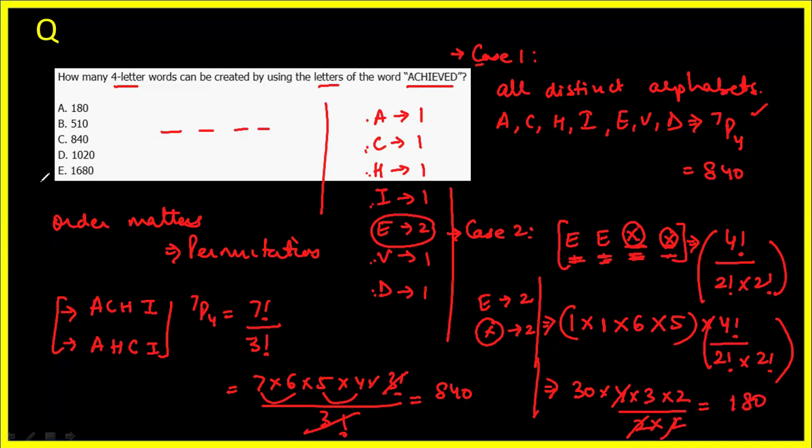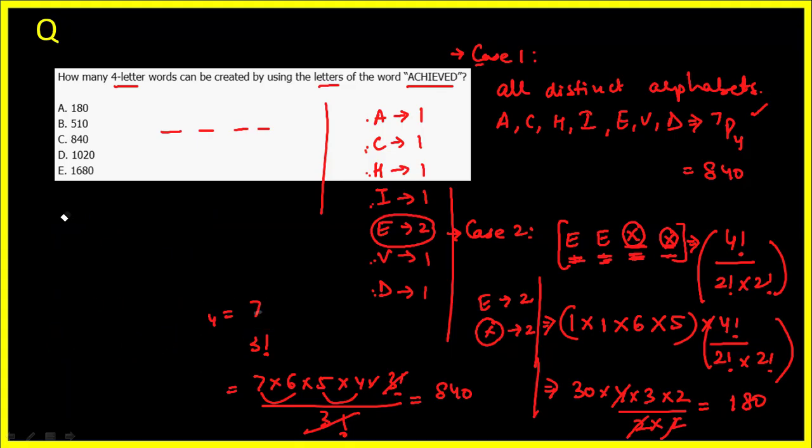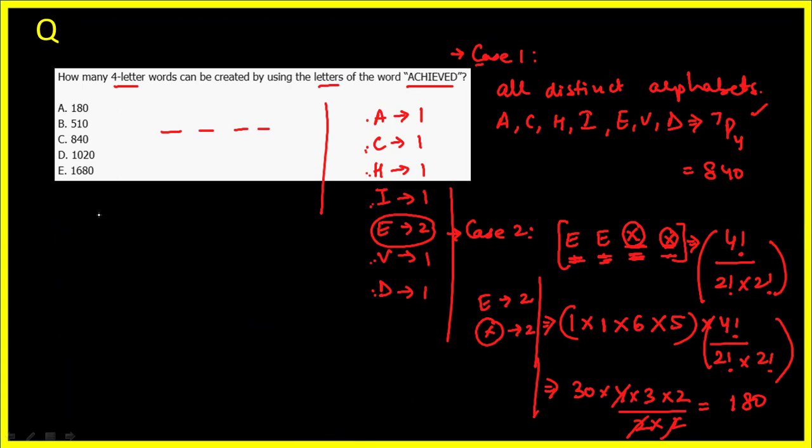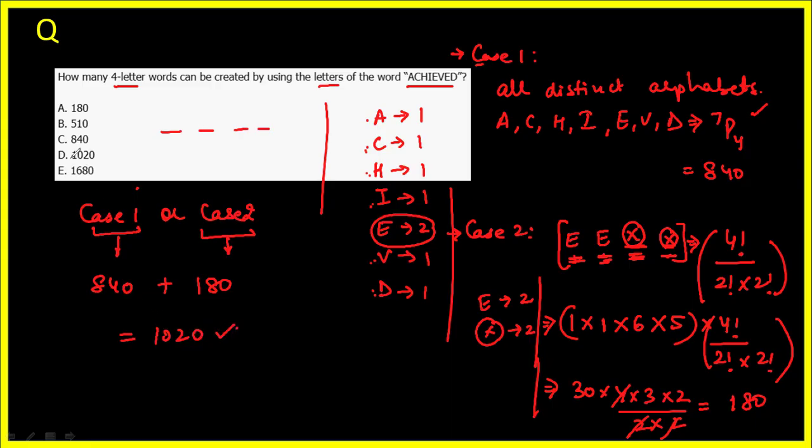So it's either case number 1 or case number 2, right? Whenever cases come like this, you have to add them. In the first case, there are 840 words. Or means to add. In case number 2, there are 180 words. So our answer is 180 plus 840, that is 1020. These many words can be formed. Option D is the correct one here.